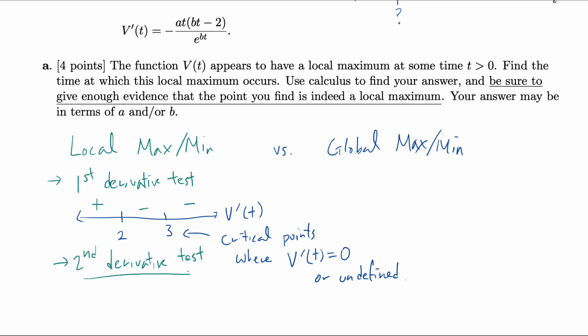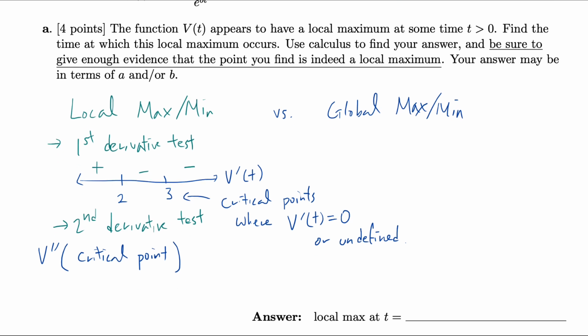Or you can do the second derivative test, where you find a critical point, and then you look at the second derivative at the critical point. This can give you some information if it's non-zero. For example, if this happens to be greater than 0, that tells you you have concave up, so you're opening up like a smiley face, so you have a local minimum. If it's less than 0, then you have a concave down situation. You make a frowny face, and then you have a local maximum.